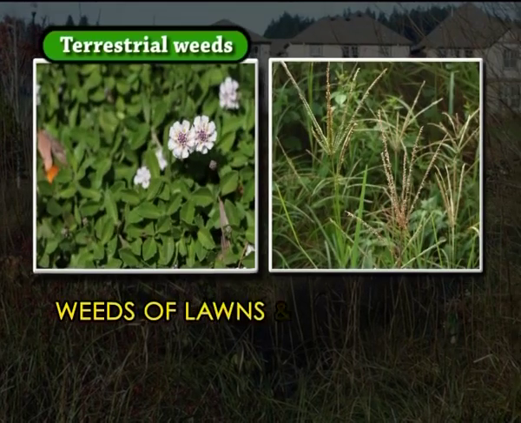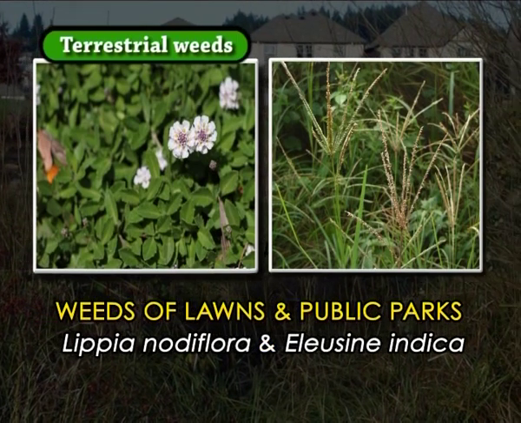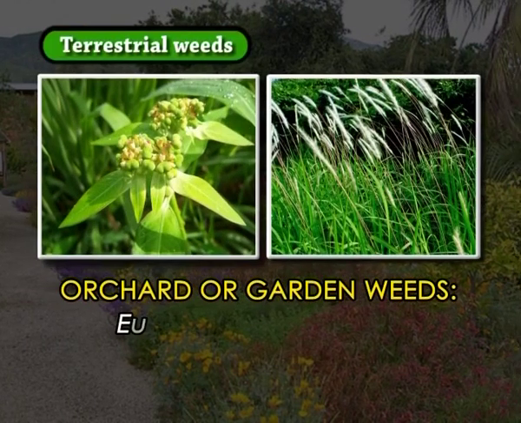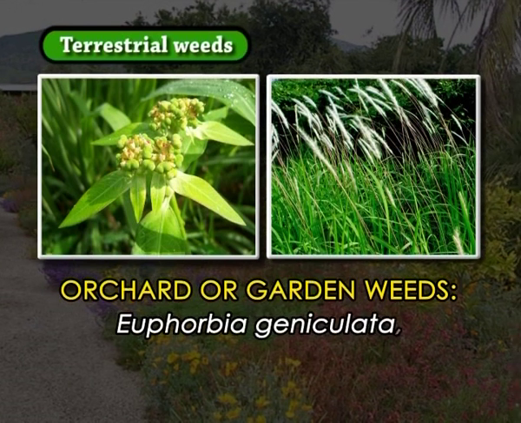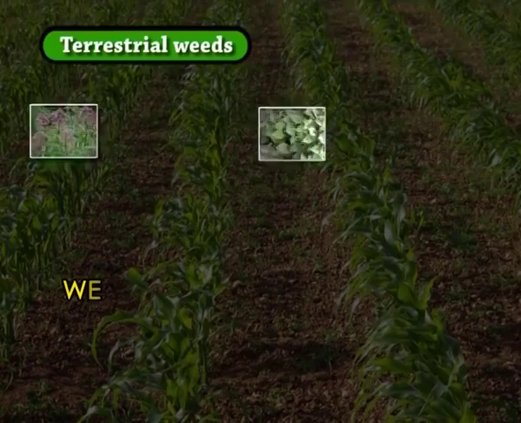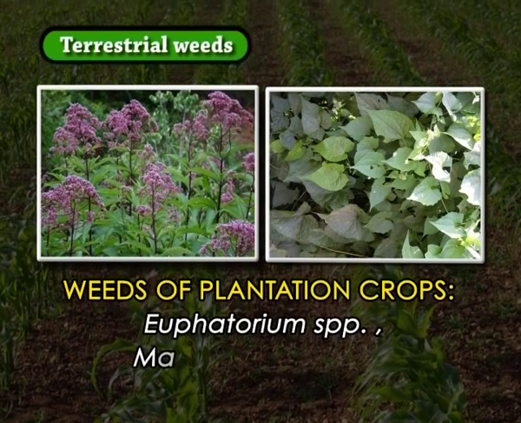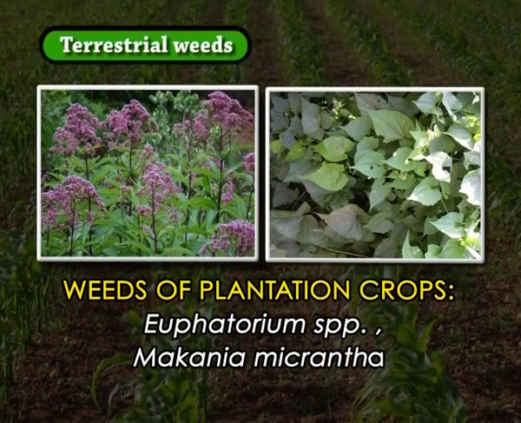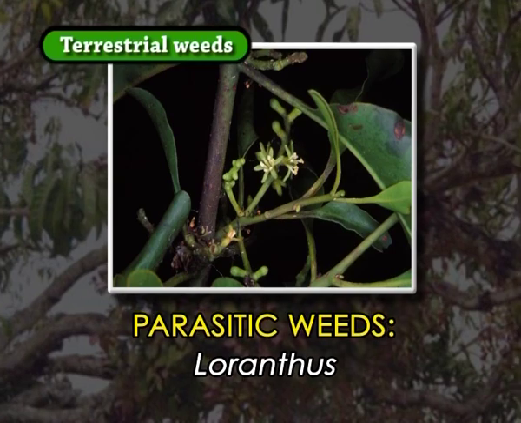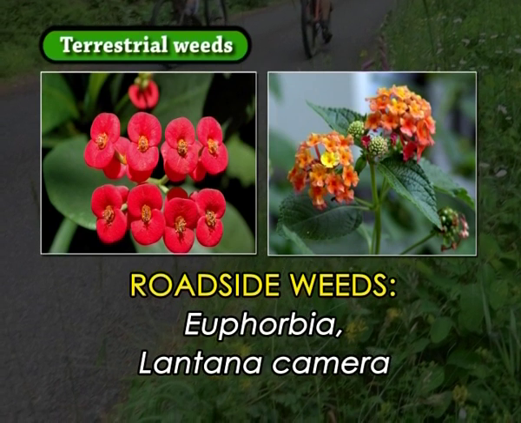Number 4, weeds of lawn and public park, example Lippia nodiflora and Eclipta indica. Number 5, orchard or garden weeds, example Euphorbia geniculata and Imperata cylindrica. Number 6, weeds of plantation crops, example Eupatorium species, Mikania micrantha. And number 7, parasitic weeds, example Loranthus. Number 8, roadside weeds, for example Euphorbia, Lantana camara.